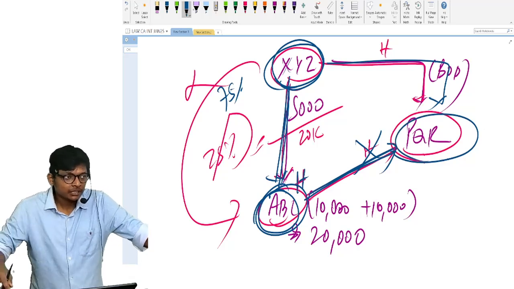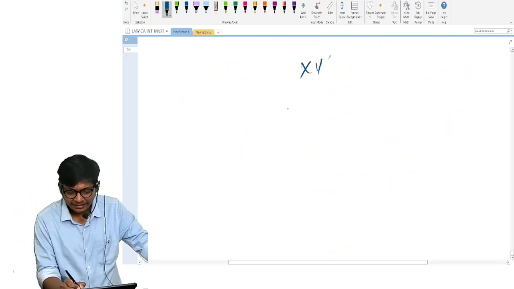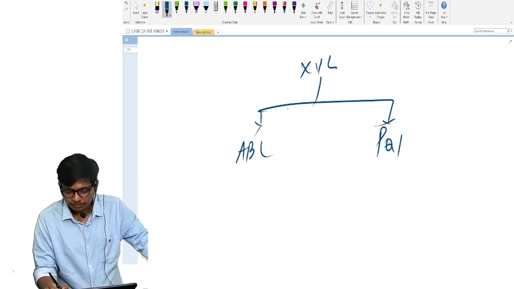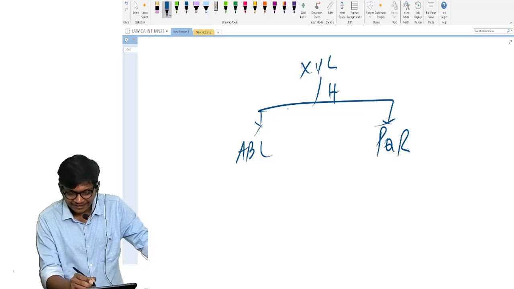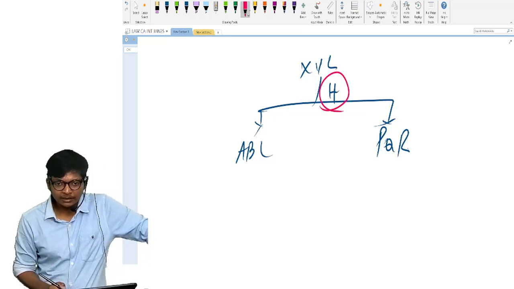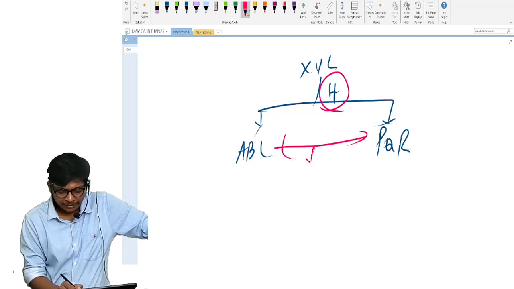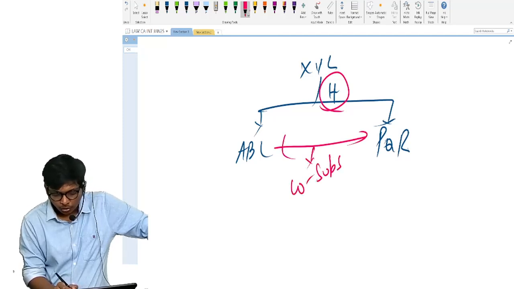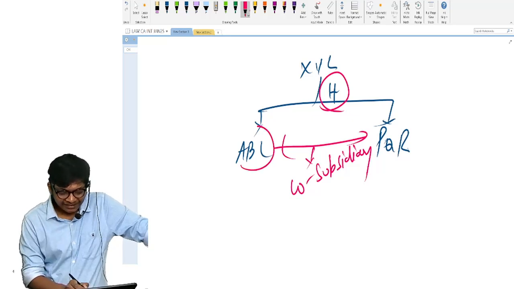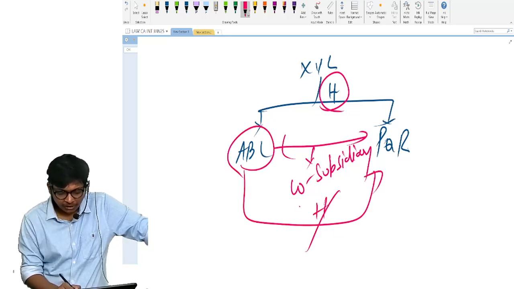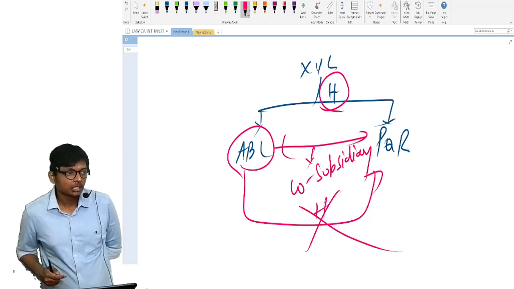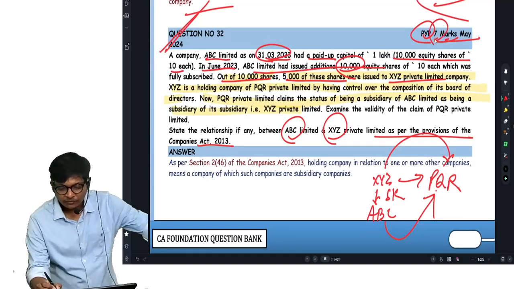Is it possible? See, in a relationship like this, XYZ, ABC, PQR, if at all, in the question la illa, but if at all XYZ is holding of both the companies, these two companies will be called co-subsidiary. Both of us under common control. I can't tell ABC is holding of PQR. That's tappu. We both are controlled by the same person. Adu sollaam. Are you getting it, guys? That's why they ask for 7 marks.